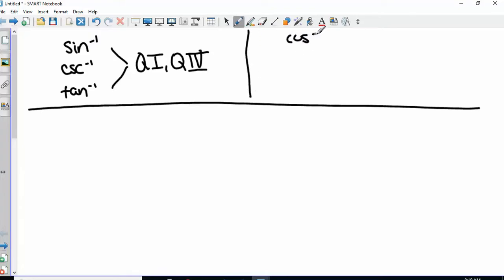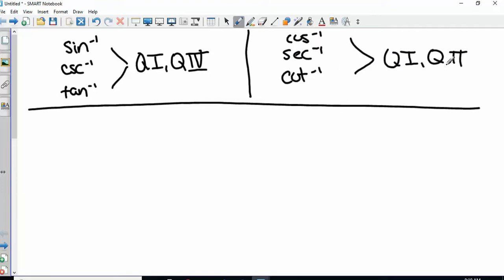Cosine inverse, its reciprocal secant inverse, and cotangent inverse exist in quadrants 1 and 2. This only applies if the original problem has an inverse. So that first page, we are seeing things with an inverse. After that, when we get to solving equations, did any of those equations have an inverse to start with? No. So it does not apply on any of those. It's only if we start with an inverse.